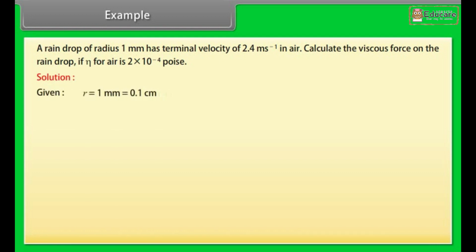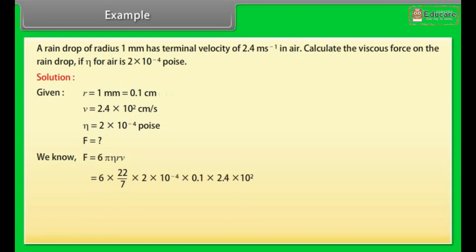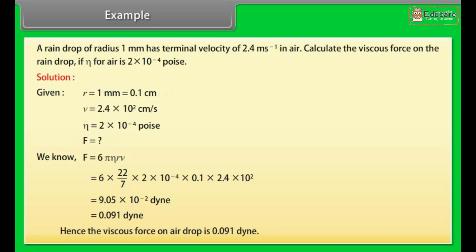Given values are r is equal to 1 millimeter, which can be written as 0.1 centimeter. V is equal to 2.4 into 10 square centimeter per second. Eta is equal to 2 into 10 raised to the power minus 4 poise. We know that F is equal to 6 pi eta rv. Putting their respective values in the above equation, on calculating we get F is equal to 9.05 into 10 raised to the power minus 2 dyne, which is equal to 0.091 dyne. Hence, the viscous force on the raindrop is 0.091 dyne.